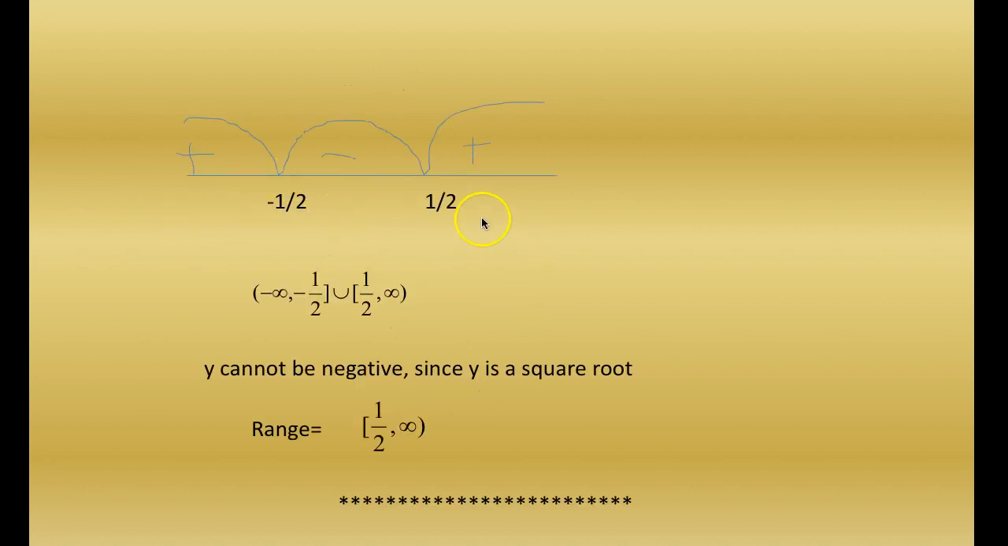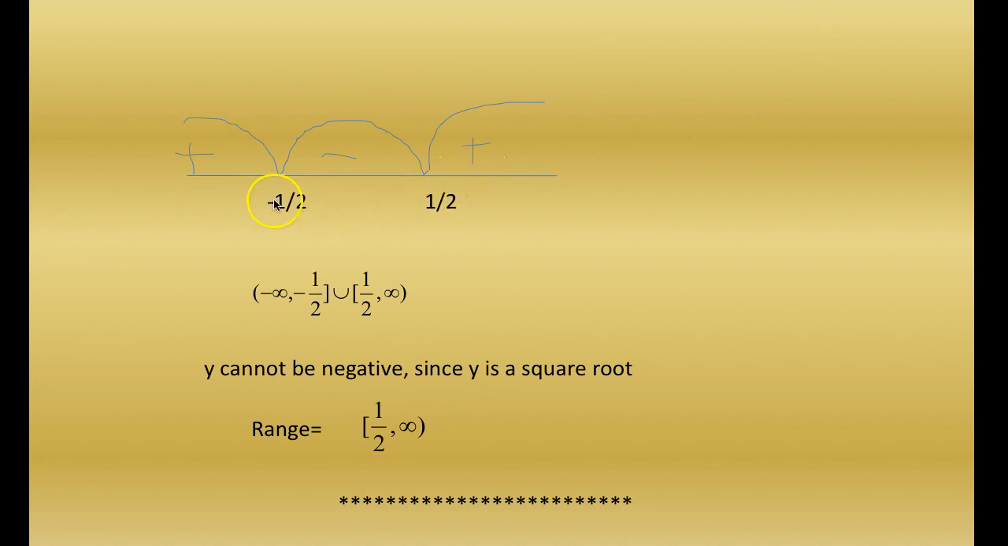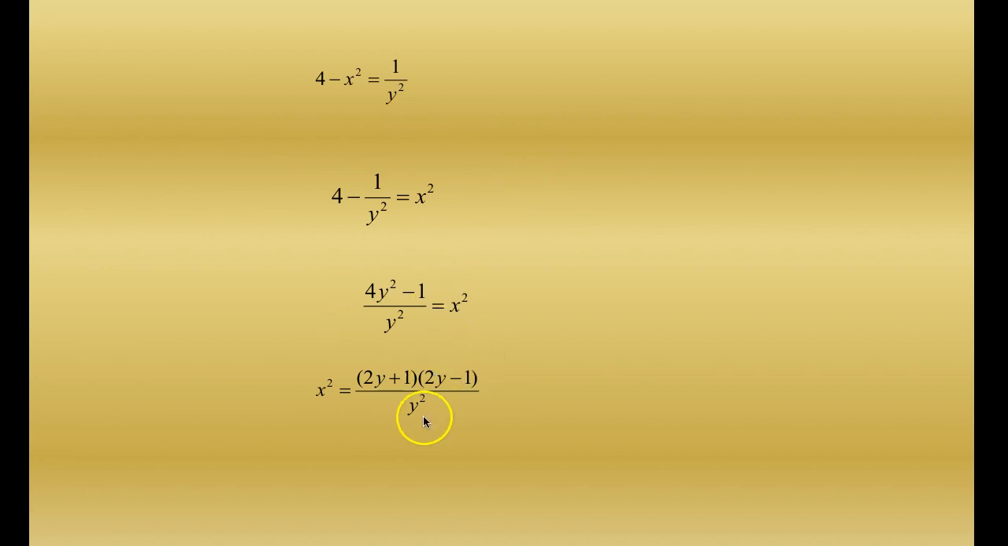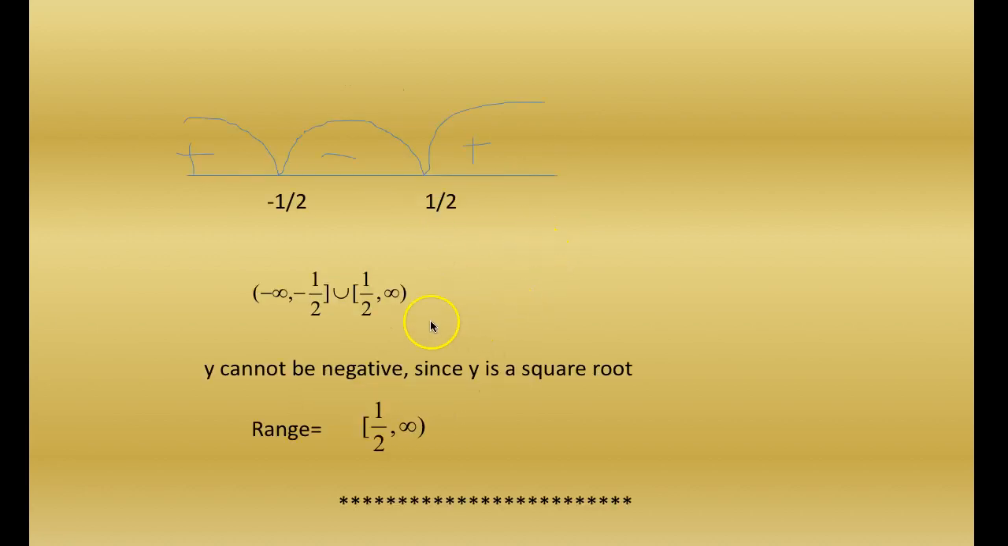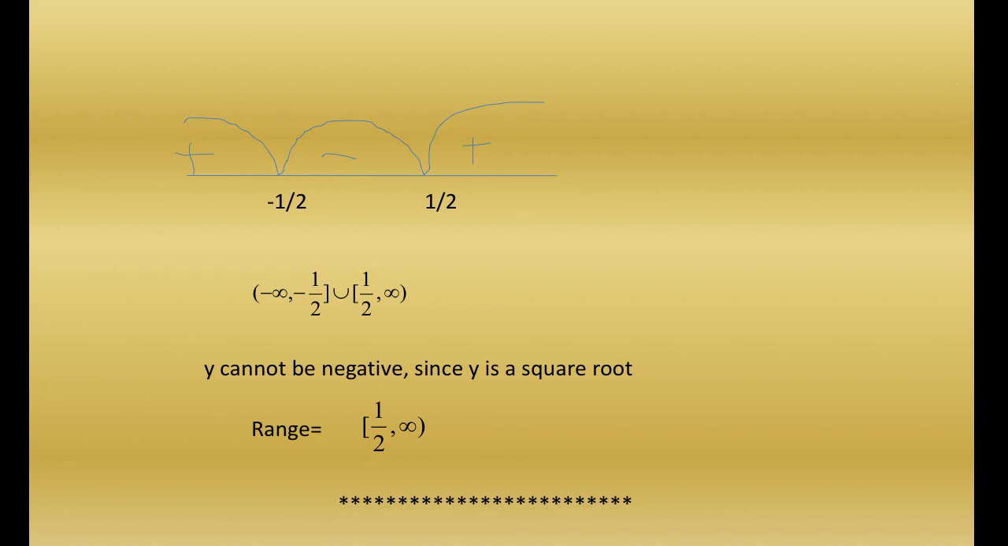Again we divide it into intervals and mark alternate plus and minus starting from the rightmost interval, and we need it to be greater than or equal to 0 because it is a square. So it would be positive between minus infinity to minus half including minus half, and between half to infinity including half. But going back, we are dealing with x squared, and a square cannot be negative. So the value of y would be just half to infinity. So the range would be the interval half to infinity, including half because we have the greater than or equal to sign. So your range would be the semi-closed interval half to infinity.